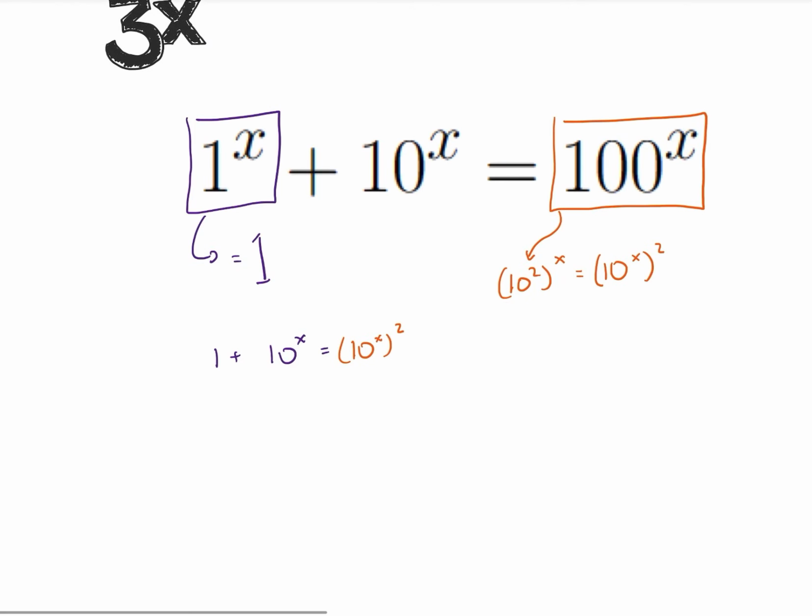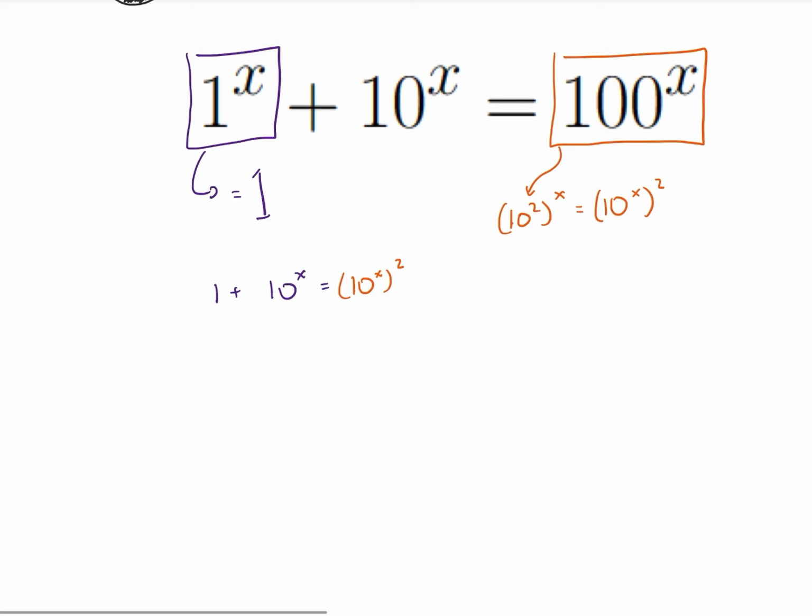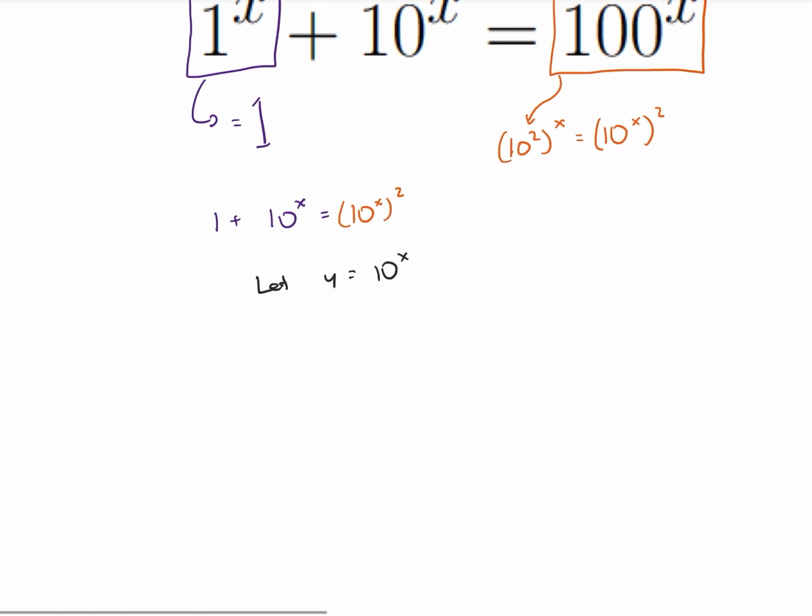So you've probably figured it out if you haven't already. We're going to do a little substitution here. Let's let y equal 10^x. So we're going to have an equation 1 + y is equal to y^2. So I can rewrite that as y^2 - y - 1 = 0.